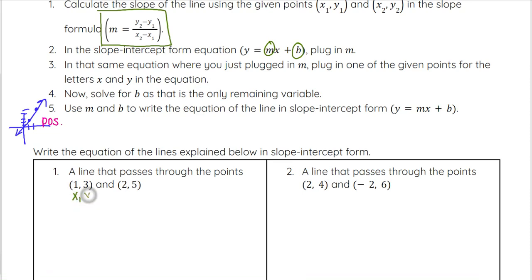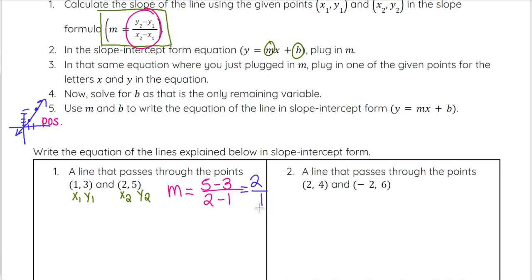So it does not matter which ones are your x1 and your y1 and which ones are your x2 and your y2. Just remember your 1s go together in one ordered pair and your 2s go together in the other. So I'm going to go ahead and calculate my slope using that formula. So 5 minus 3 over 2 minus 1. Once I have that, then I simplify the top and the bottom separately. So 5 minus 3 is 2. 2 minus 1 is 1.